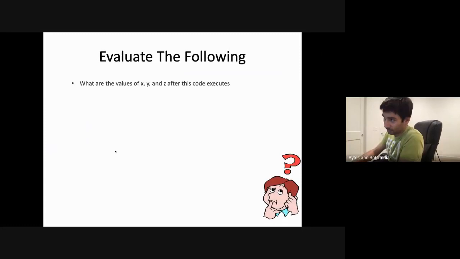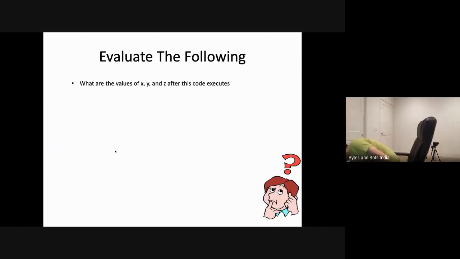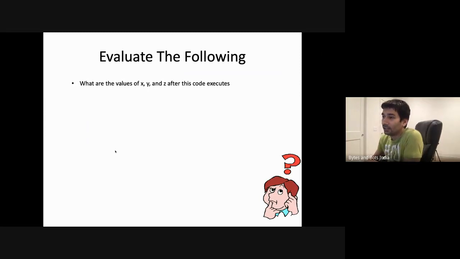Moving to the next fun question. How did I break? So this is for Harris. Evaluate the following. What are the values of x, y, and z after this code executes?